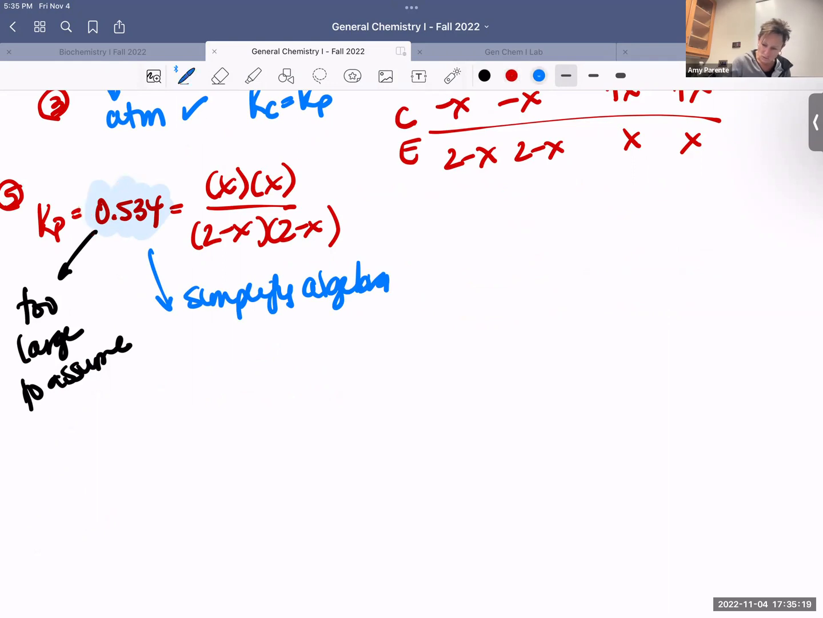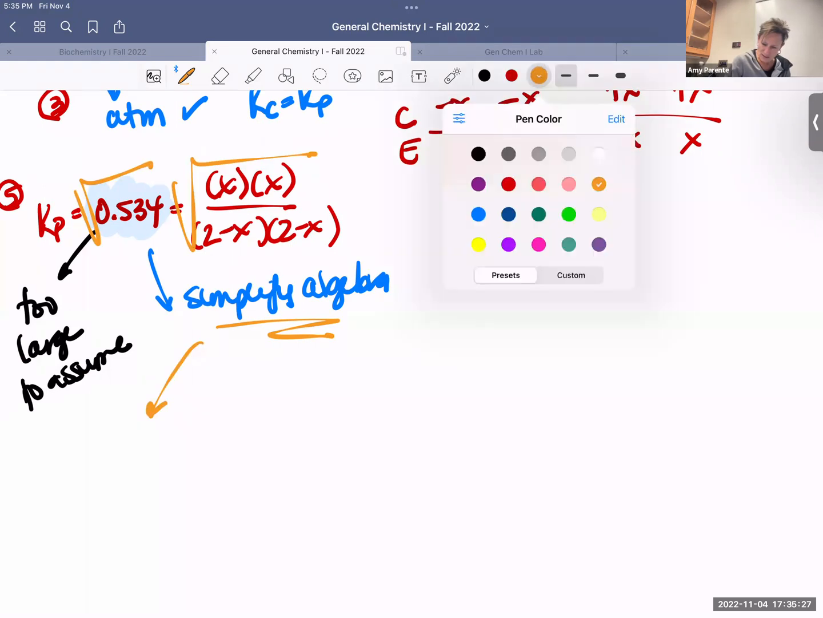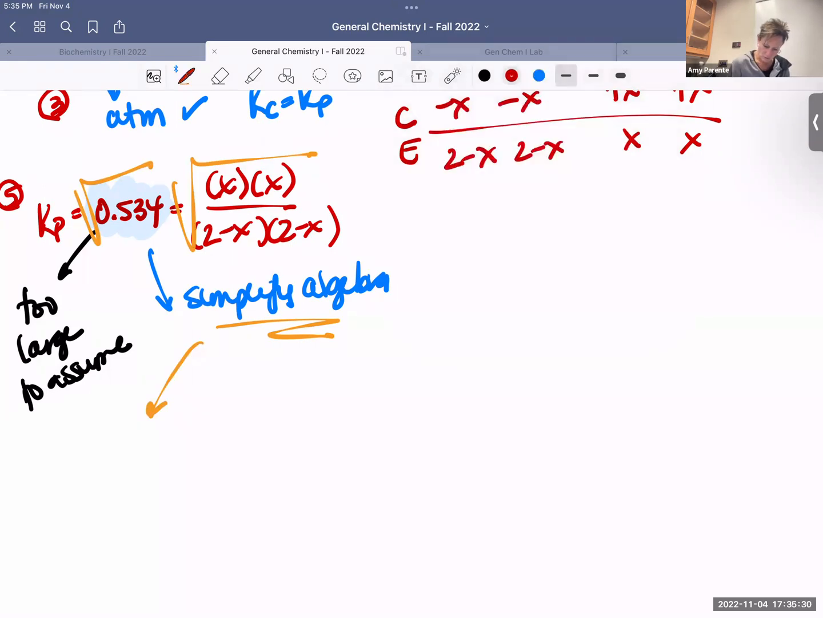Let's do a different color here so we can see what's going on. Simplifying algebra, take the square root of both sides. Okay. And so now that is going to get me to take the square root of 0.534, 0.7307. This is usually something that stymies students for a little bit. When you take the square root of a number less than 1, you actually get to something greater than 1, which can be confusing. You think you did something wrong in your calculator, but you did not. That's equal to x over 2 minus x.